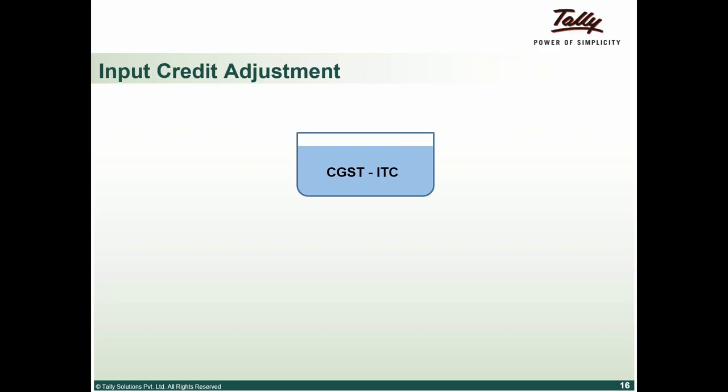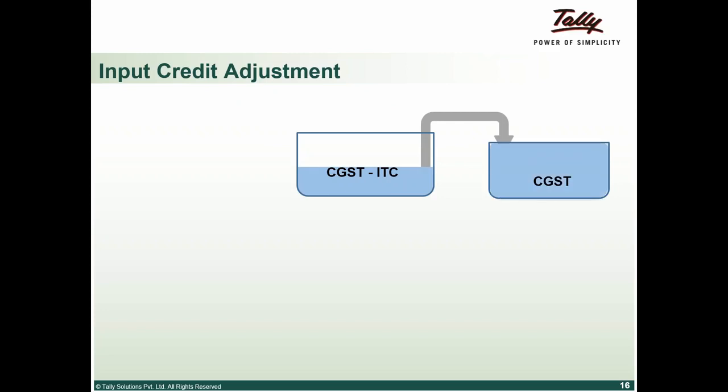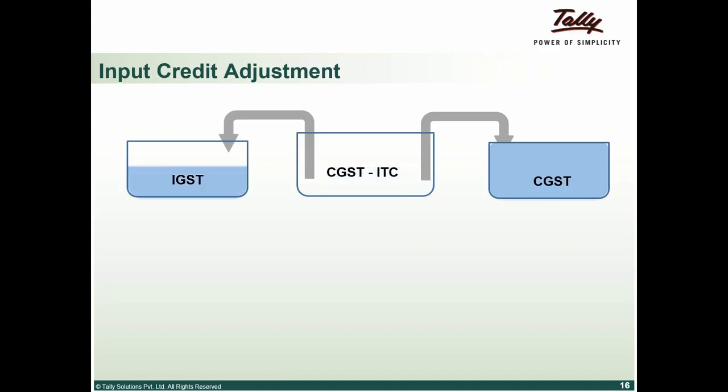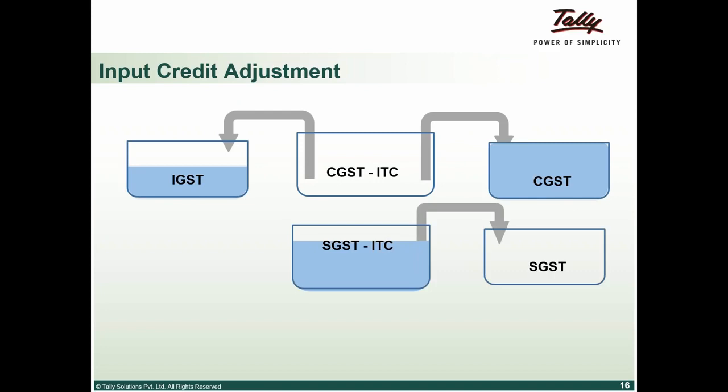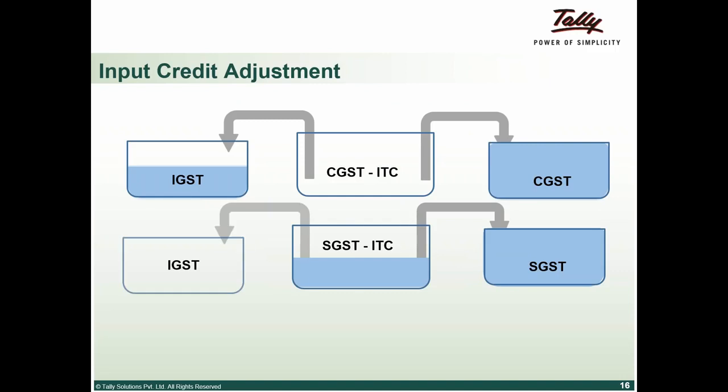Obviously I have to set off against my CGST liability, right? So I will set off against my CGST liability, and if there is additional ITC after setting off my liability, I can now set it off against IGST liability. This is the order in which you need to set off your input tax credit. Now SGST: yes, first set off against the SGST. Any excess SGST that is available, you can set off against IGST, right?